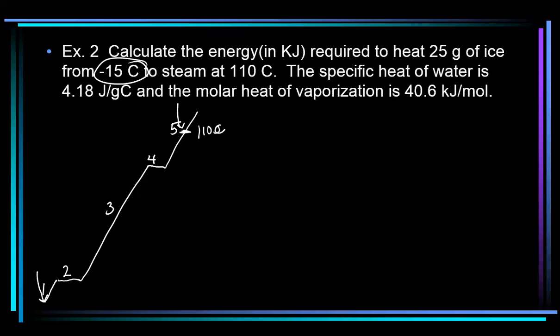How many steps does our journey have? 1 gets you to the cusp of melting. The second step gets you to liquid phase. The third step heats you up to the very cusp of boiling. Then you have to boil. And then finally you take all that steam and get it to 110 degrees. Folks, this is 5 steps.